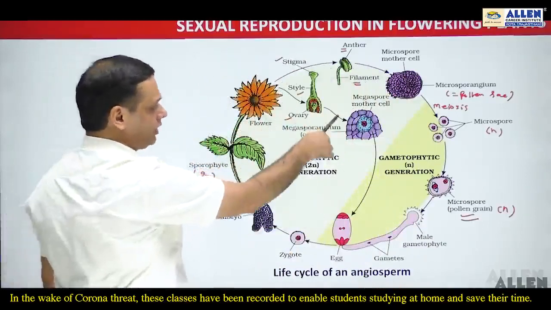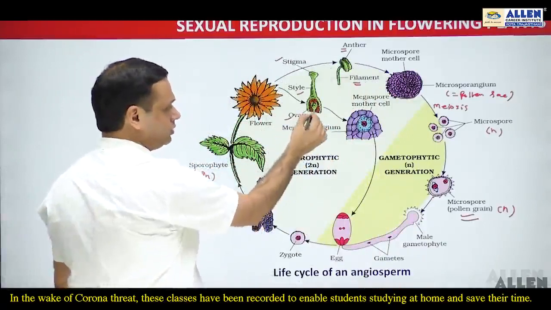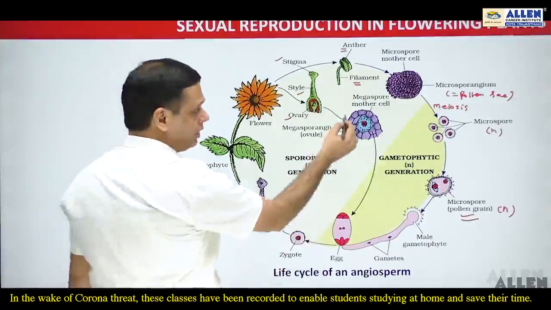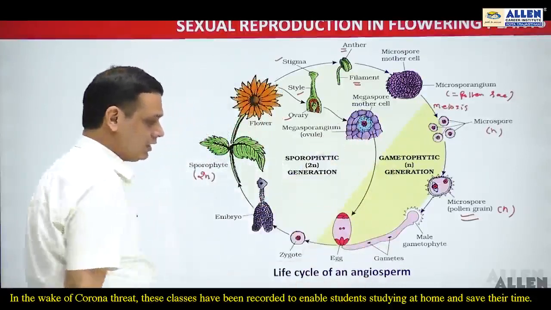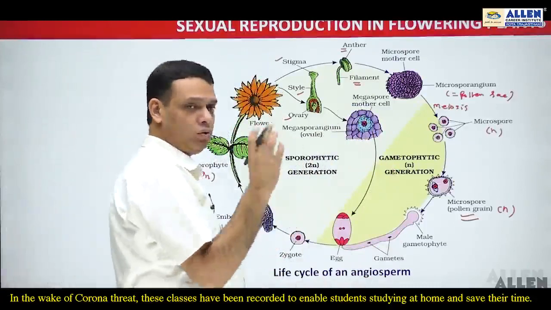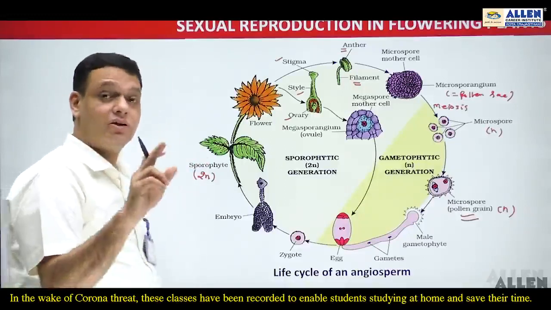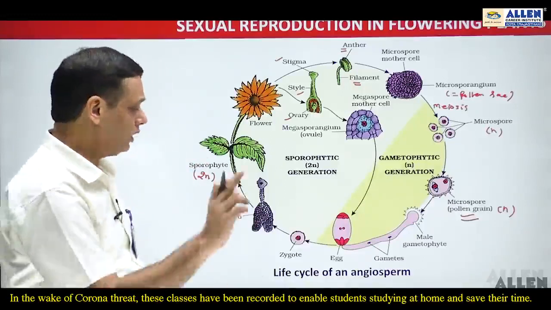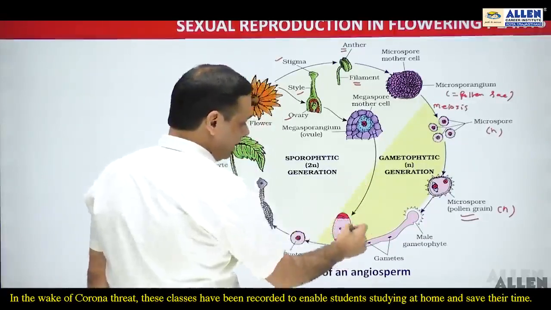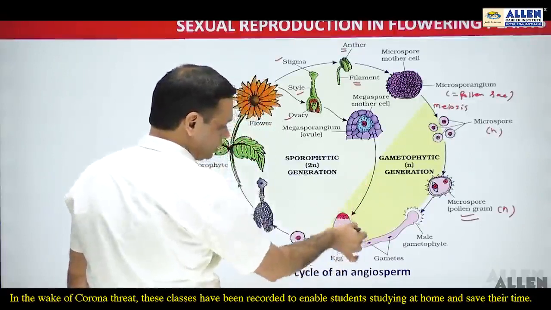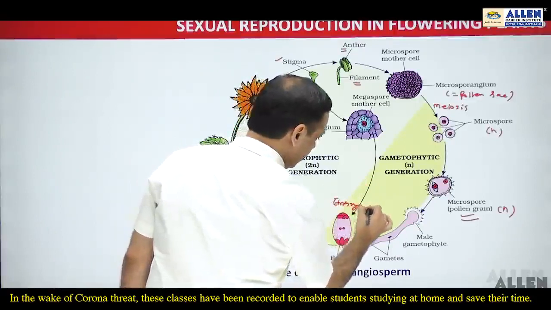Similar is the case with the female reproductive system. Inside this ovule, which is termed as megasporangium, the megaspore mother cell is present, and if this megaspore mother cell undergoes meiosis, it gives rise to 4 megaspores. Out of 4 megaspores, 3 degenerate and 1 is functional, that is the chalazal megaspore. It will undergo repeated mitotic divisions and give rise to the female gametophyte, that is the embryo sac. So this is the embryo sac.